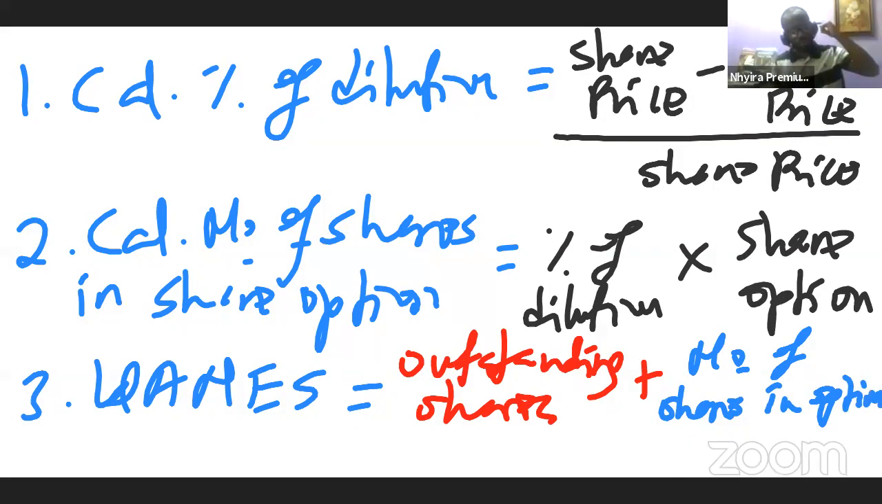I think for those of you watching on YouTube, my image above is covering the exercise price, but I said it, so I hope you are able to see it and write. So this is the 3-step process we follow in calculating the weighted average number of equity shares. You calculate the percentage of dilution, you calculate the number of shares in the option, and then you will be able to compute your weighted average number of shares.